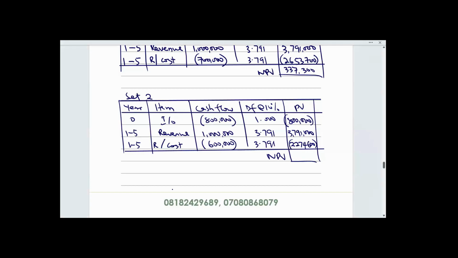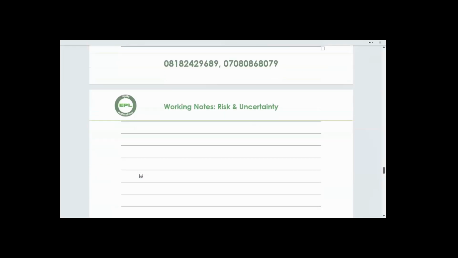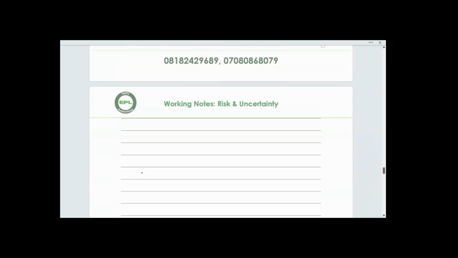Okay, then to get the NPV, plus 800,000 equal, then minus 3,791,000... 716,400. So we are moving to set 3. Yes, Rose, what's your question?